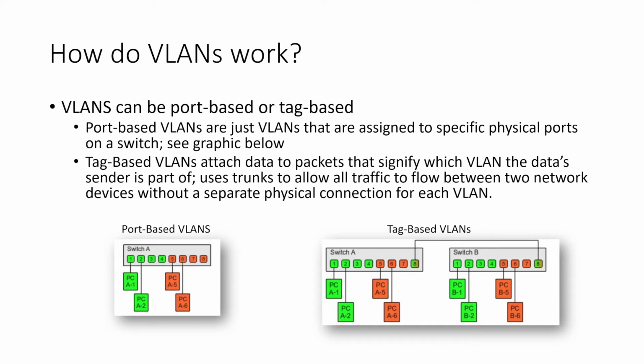Tag-based VLANs work by attaching data to incoming packets that contain information about the packet's VLAN designation, more specifically the VLAN ID or VLAN number. That data is then sent through other network devices using trunks until the data reaches its destination. Tag-based VLANs allow network devices to use the same port to send data from multiple VLANs.